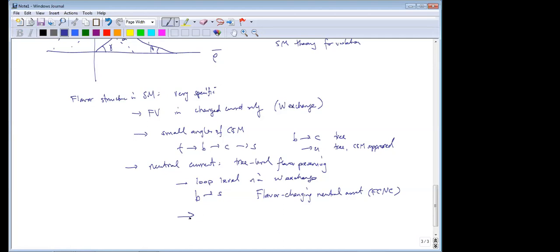Okay, further suppression mechanism that can be active is what's called the GIM suppression. And that's the Glashow, Iliopoulos, Maiani. Let me do better. That's better. Okay, and this is, I believe, 1970.